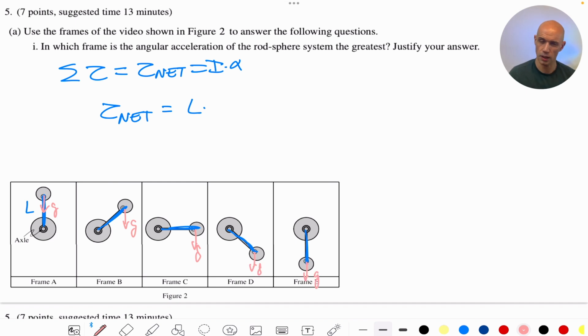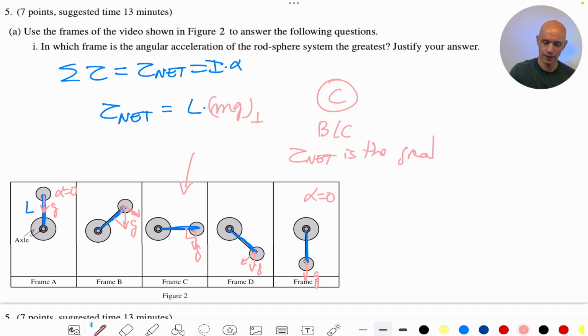Where do you think this torque is the greatest? It's going to be the perpendicular component of mg. So where is the perpendicular component to the distance the greatest? Here, right? Here we have 90 degrees. Here a portion of it will be perpendicular. Here 0. Here a portion of it will be perpendicular, and here again 0. So for instance, here alpha is 0, and here alpha is 0. But here is the greatest. So in C is the greatest because the net torque is the greatest.